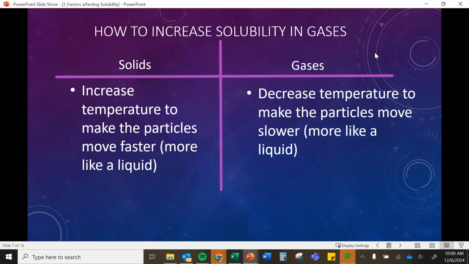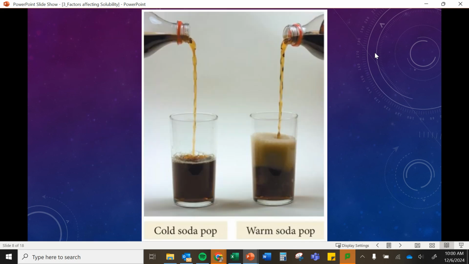Gases, actually the opposite is also true. So gases are always going to be the opposite. We are going to decrease the temperature to increase the solubility. Again, we can think about sodas. So if we have a cold drink versus a warm drink, actually the reason we keep it cold is because it keeps that carbon dioxide, those gas bubbles, dissolved in the solution more. And we're going to have more of the carbon dioxide dissolved in the solution than compared to a warm soda.